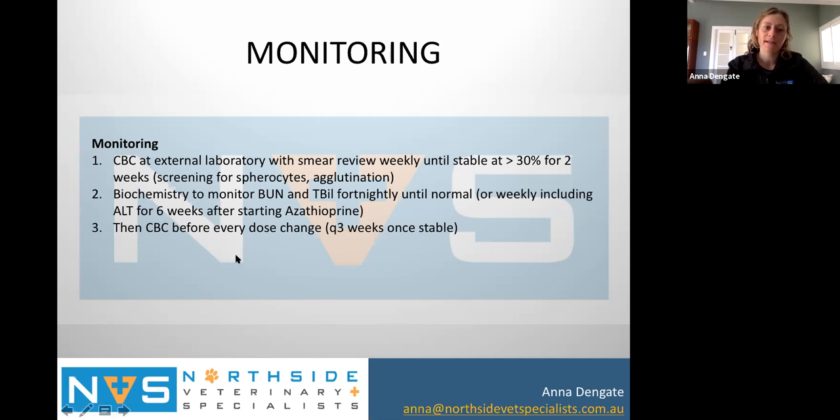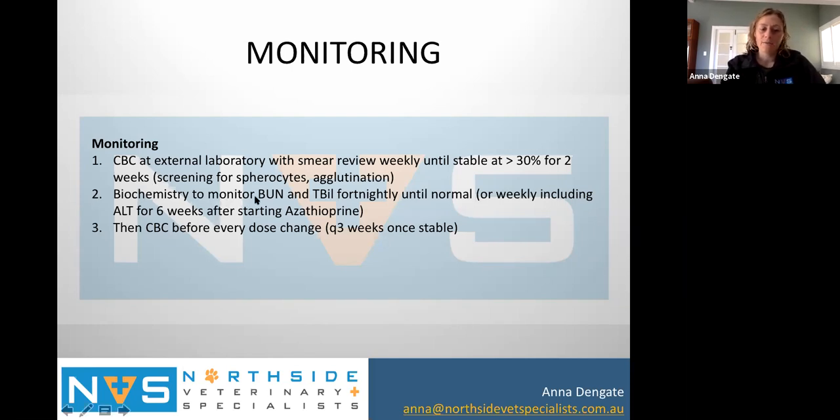And then monitoring, we prefer to do CBCs at external labs with a blood film review by a pathologist, preferably, until they're stable at greater than 30% for 2 weeks. We're looking for ongoing presence of spherocytes, regeneration and agglutination, and that's the purpose of doing these reviews, because these will all be indicative of ongoing immune-mediated destruction. So you might have a stable PCV, but if you've still got destruction being balanced by regeneration, it's still autoimmune activity and you shouldn't be dropping your dose.